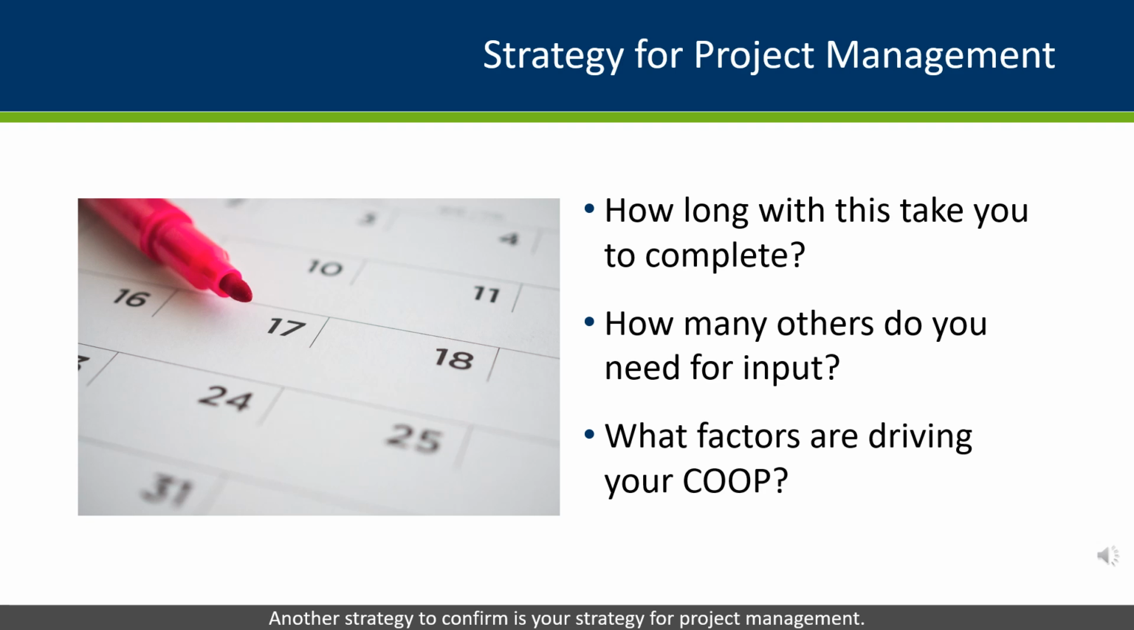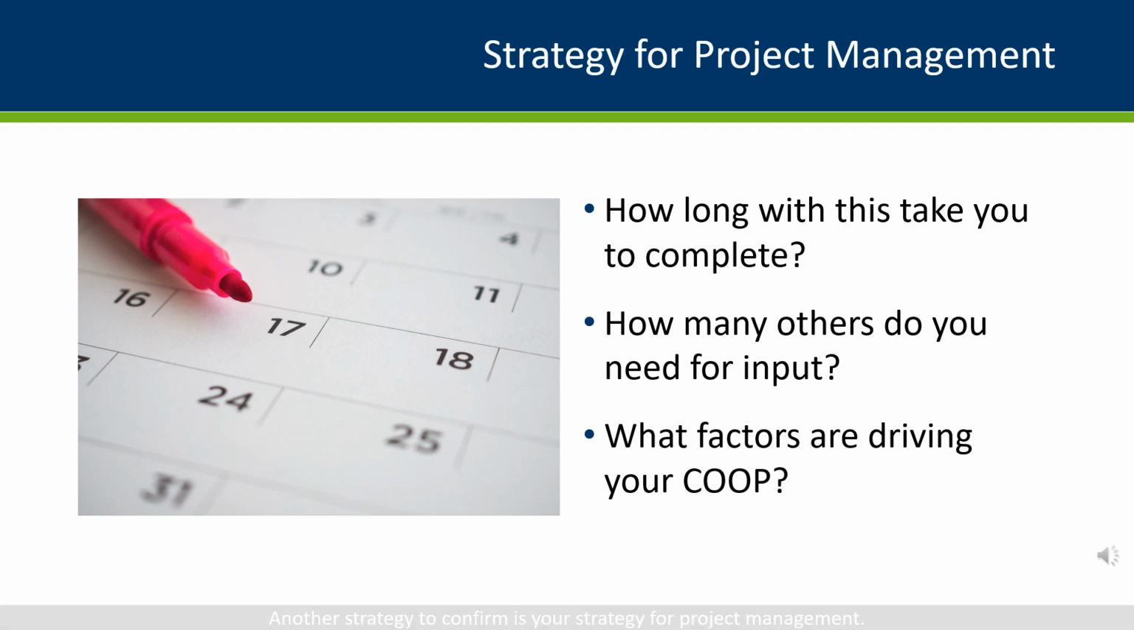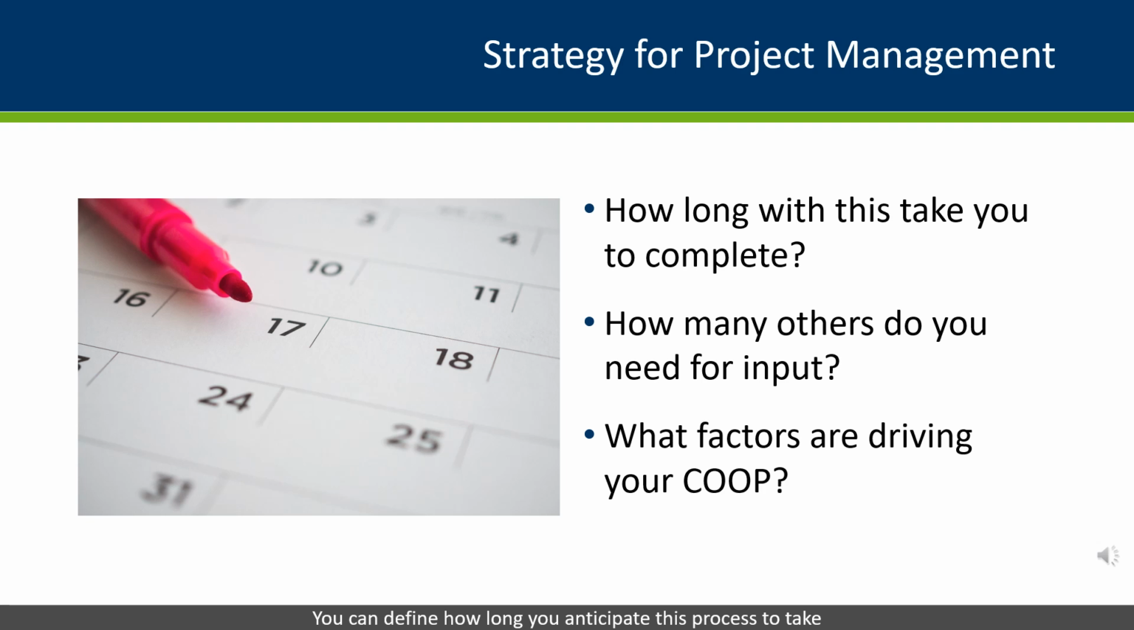Another strategy to confirm is your strategy for project management. You can define how long you anticipate this process to take, like the calendar graphic on the slide, and create a timeline. Within your timeline, consider how many others you may need to provide input into your COOP plan and plan time accordingly. You can also note if there are factors such as regulatory requirements that drive your COOP planning process. The COOP completion guide and template in the toolkit have some additional resources for project management and facilitating COOP planning meetings.